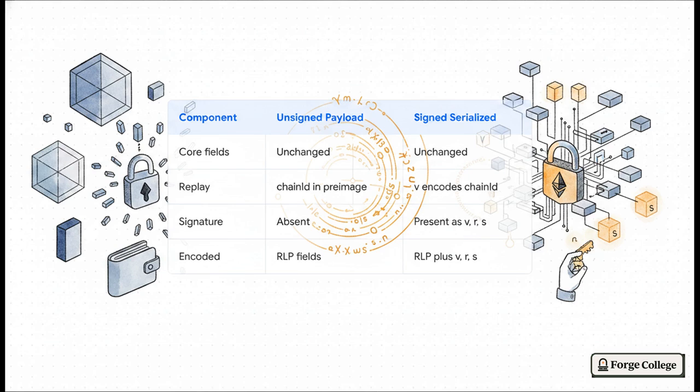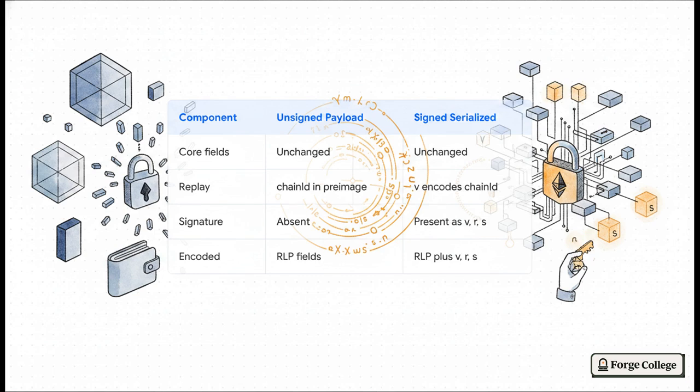Look at the core fields there, your nonce, gas limits, the to address, the value, and the data. Those stay exactly the same. But when we move from unsigned to signed, we aren't just saying, hey, I approve this. We are cryptographically binding our identity to these exact, unchanged fields. And I mean exact. If even a single decimal point in the value field changes, the entire signature just becomes totally invalid.